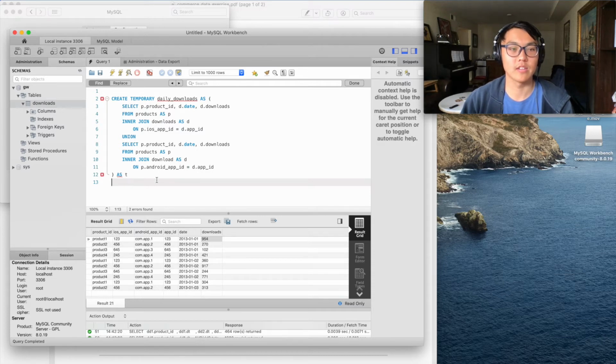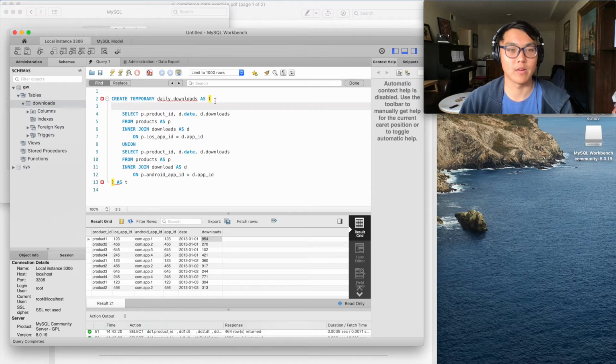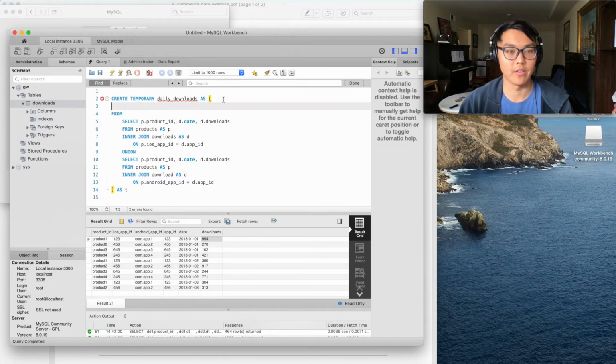So creating this. Okay. So actually, we don't want to create this as a table, right? Because this is the total number of downloads. So now we actually want to do another from statement here and grab the total number of downloads not separated by app. Okay.